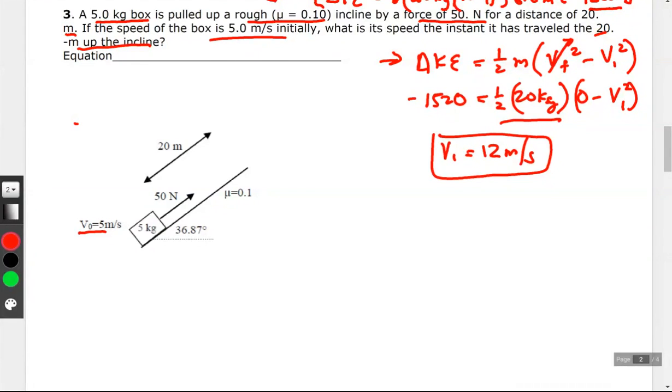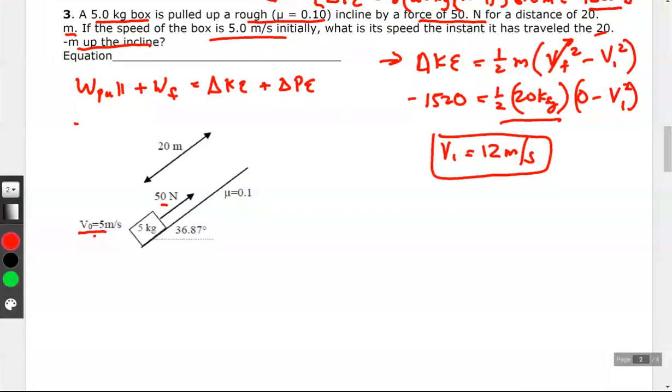So this is really good because there's actually two works done on my system. There's a work done by the 50 Newton force over here that's pulling the box up. That's positive work. We'll call it maybe F pull. And there's also work done against friction, which of course we're going to expect to come out negative. And what does it do? It changes the kinetic energy. It starts from 5 to this unknown kinetic energy. And it also goes up a hill, so it changes the potential energy.